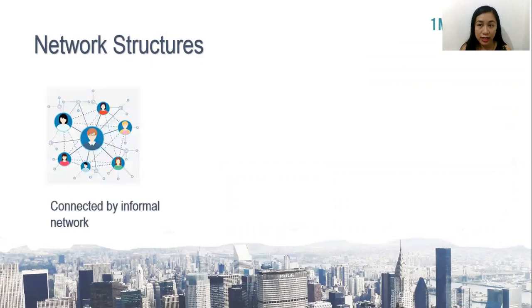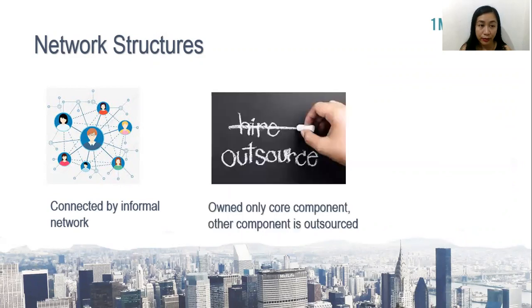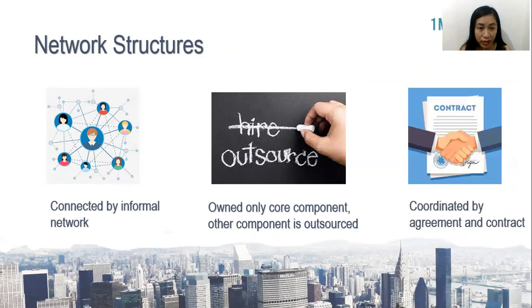Network structure is an organization connected by informal networks and the demand of tasks. It prioritizes relationship of networks rather than hierarchy of authority. A network organization only owns the most essential or core component, while other components are outsourced and coordinated by agreement and contract.